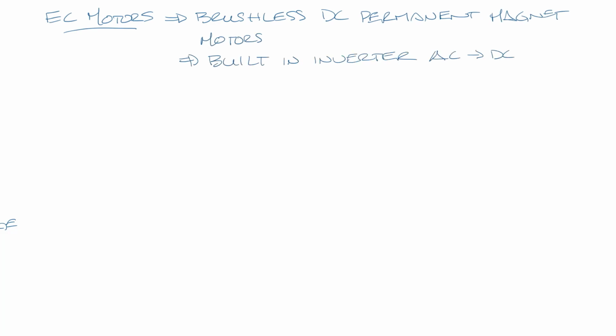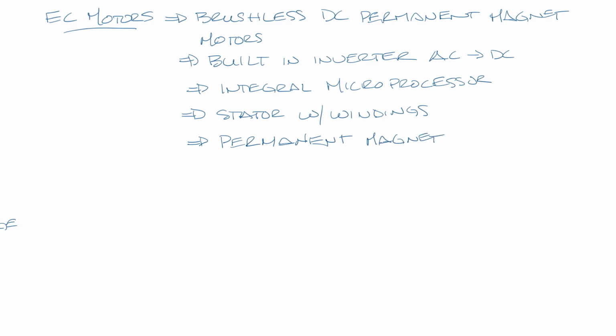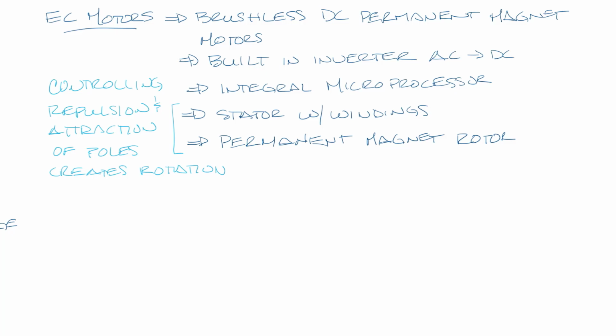EC motors are brushless DC permanent magnet motors. They're DC motors that use a built-in inverter to convert AC to DC current, and they have an integral microprocessor. It has windings on the stator and a permanent magnet rotor. So unlike the PSC motor that has to generate a magnetic field, the EC motor's rotor is a permanent magnet. So controlling the repulsion and attraction of the different poles is what creates the rotation of the motor. This means no energy is wasted to create the magnetic field itself.